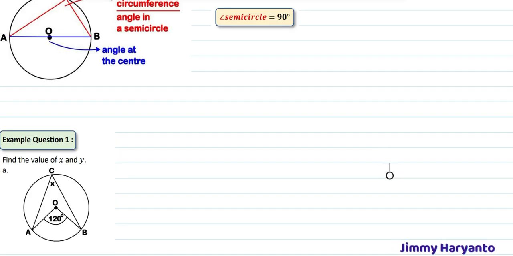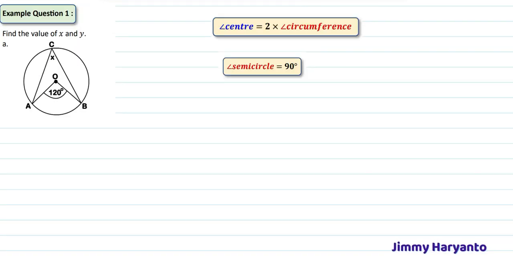Example question 1. Let's apply all of the formulas we already learned before in this example question. Okay, so we only have 2 formulas in this section. Angle at the center equals 2 times the circumference angle, and angle in a semicircle equals 90 degrees. I will show you how to use these formulas in each of the example questions.